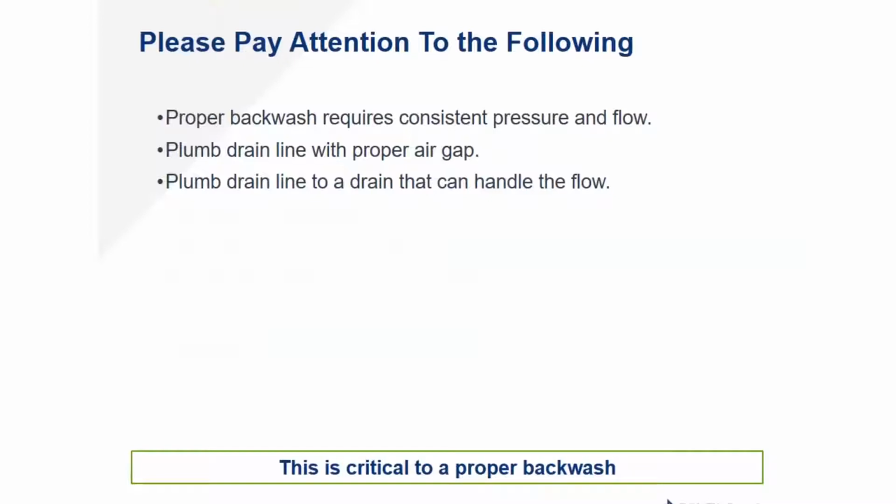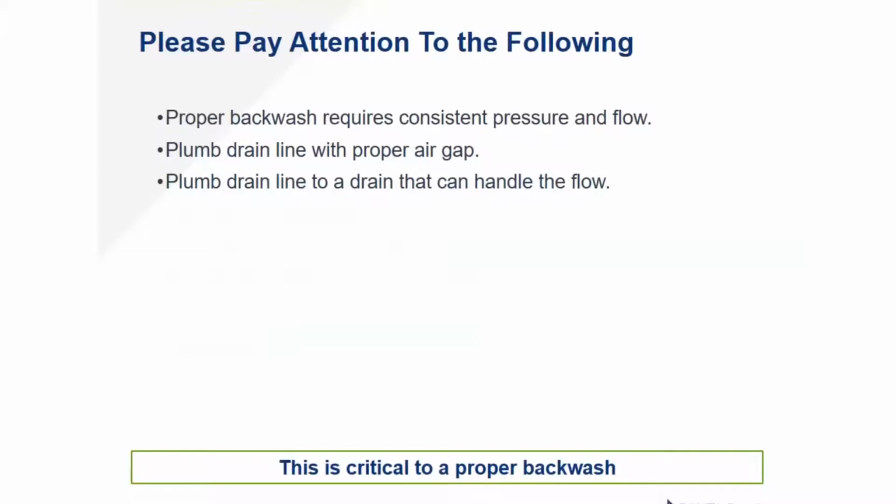Plumb the drain line with a proper air gap. And this is critical to keep that drain line free of biological growth, which can and will limit the backwash flow rate. Besides the obvious potential biological risks to the unit itself, we're just talking about backwashing in this context. That proper air gap prevents critters from growing up inside the drain line and keeps it from being plugged with biofilm and growth.